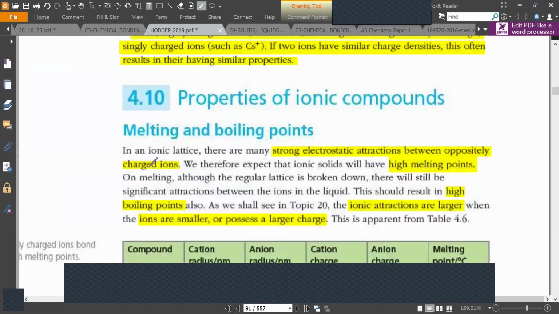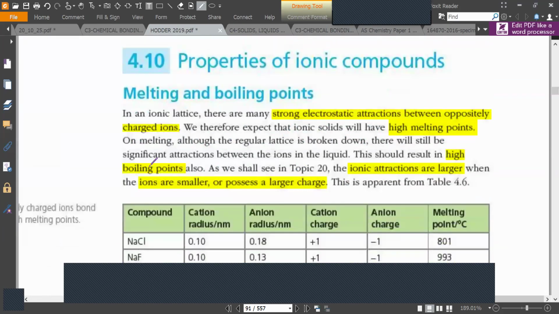Okay, properties of ionic compounds. They have strong electrostatic attraction between the oppositely charged ions.